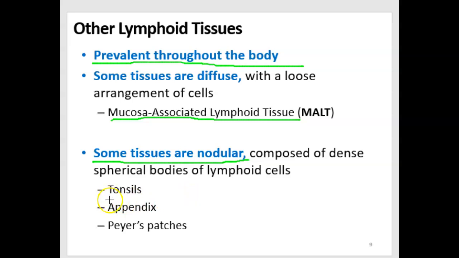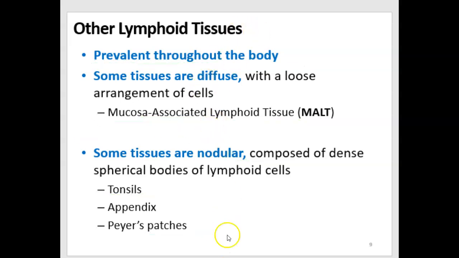These nodular lymphoid tissues include the tonsils, the lining of the appendix, and the lining of the small intestine, where the lymphoid tissue is referred to as a Peyer's patch.